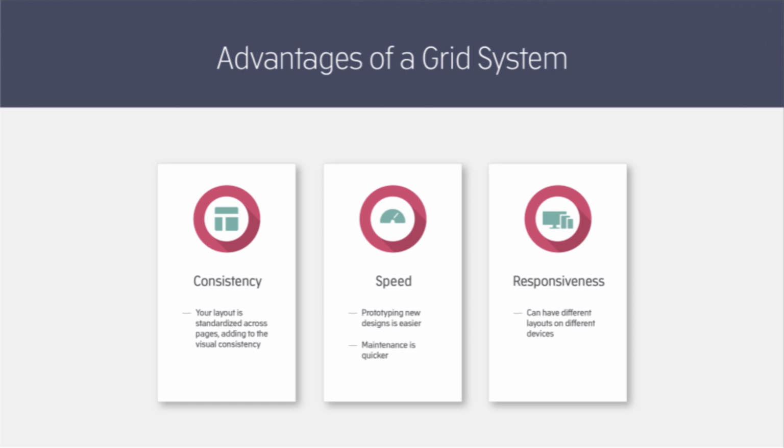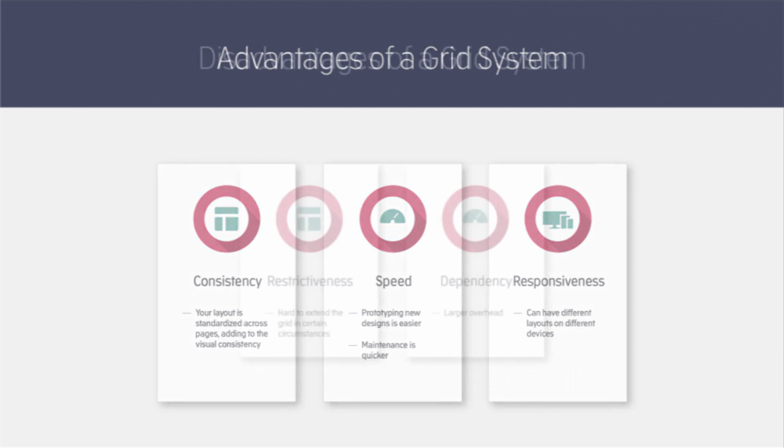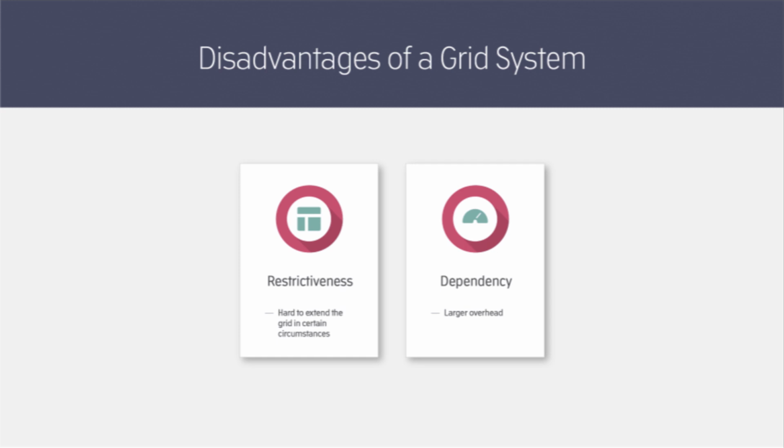The second benefit is speed. Using a grid system drastically speeds up the time it takes to create and maintain your web pages. For example, you don't have to write and rewrite a large number of class names to manually handle the layout. The third benefit is responsiveness. Most grid systems allow you to create different layouts for different devices, so you can create rich, cross-platform and cross-device experiences.